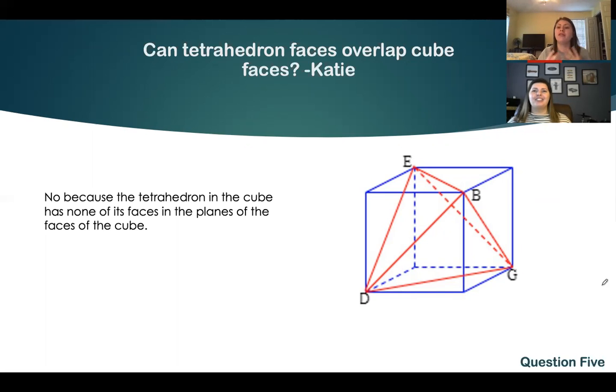Yes. Sorry. I should have phrased my wording a little bit better. No, you're fine. It's a mouthful. That is a mouthful. So I see what you're saying. You're saying that none of the tetrahedron's flat surfaces is touching the square's flat surfaces.